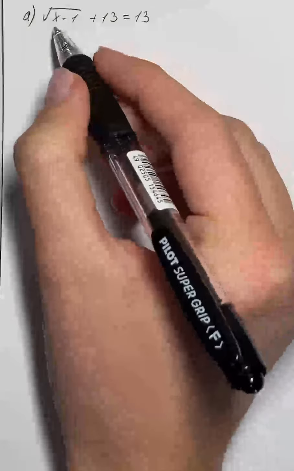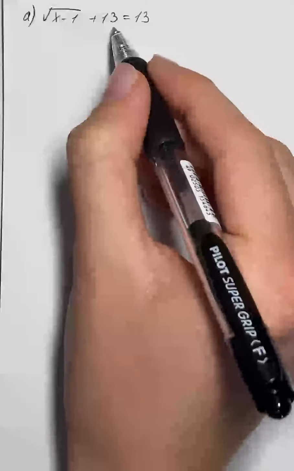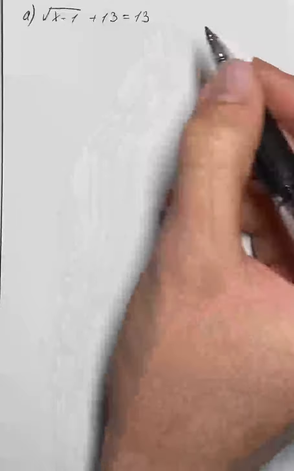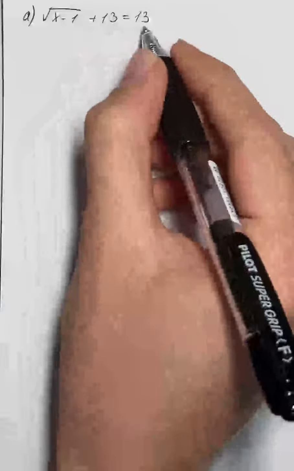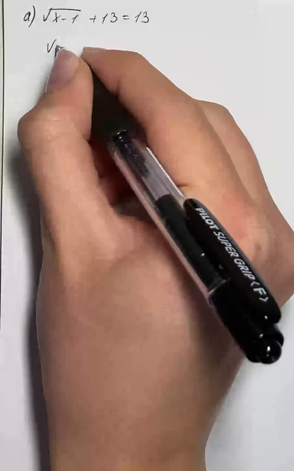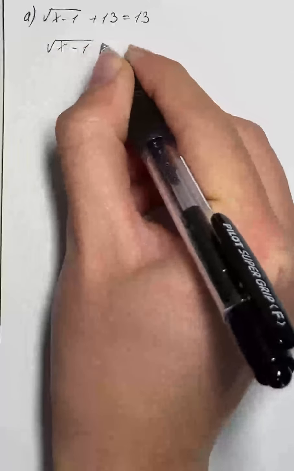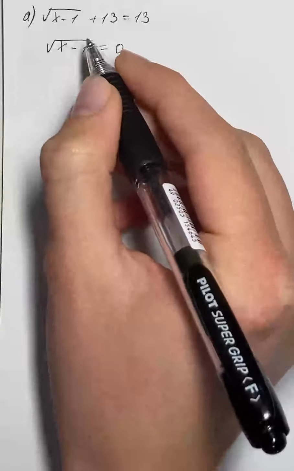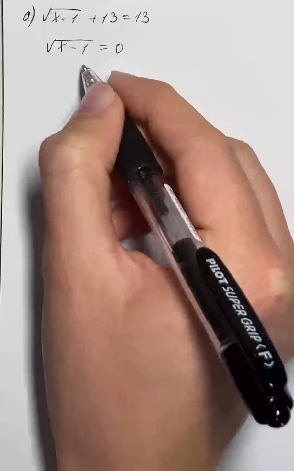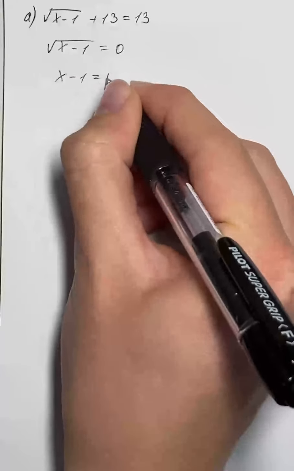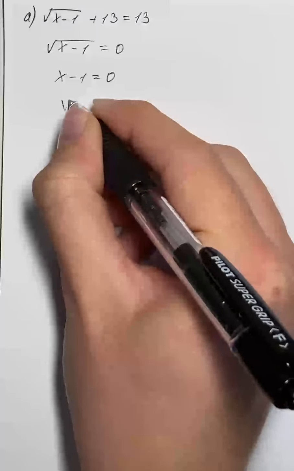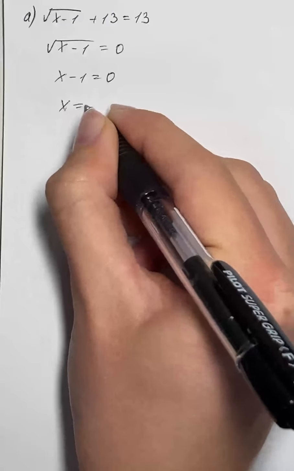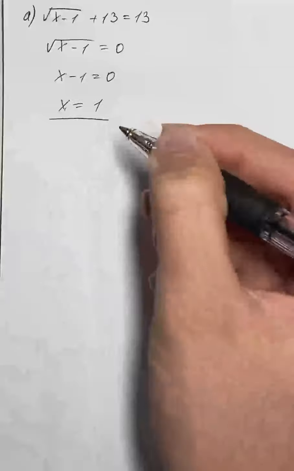The first equation is the square root of x minus 1 plus 13 equals 13. At first we're going to subtract 13 from both sides, so we get the square root of x minus 1 equals 0. And now we can square both sides, and we get x minus 1 equals 0. And now we add 1 to both sides and get x equals 1.